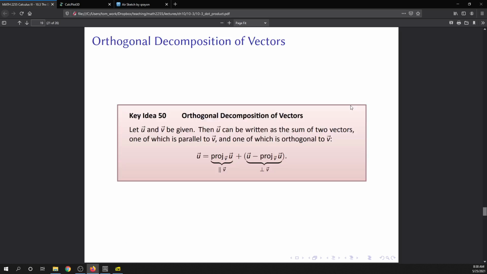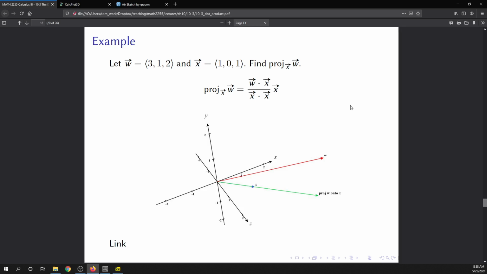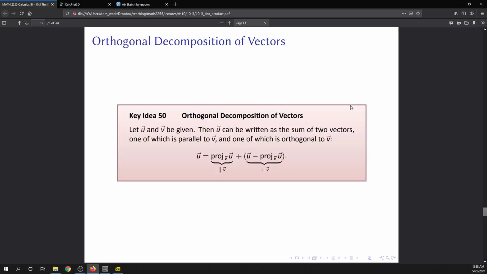Okay, so I think that's it for this video. In the next video, we are going to talk about orthogonal decomposition of vectors.